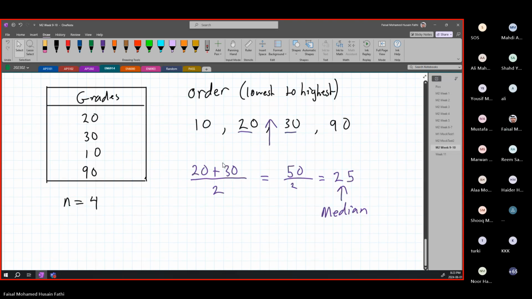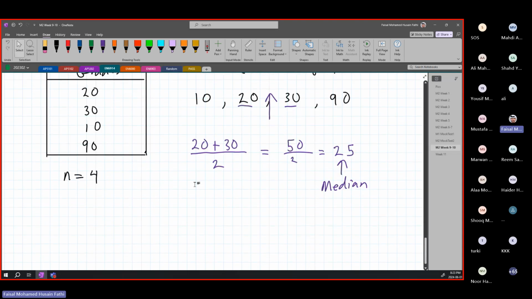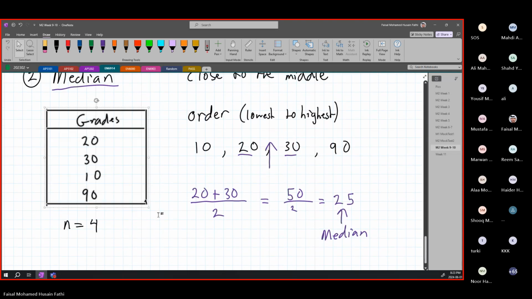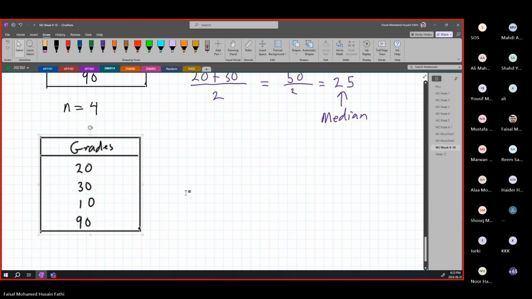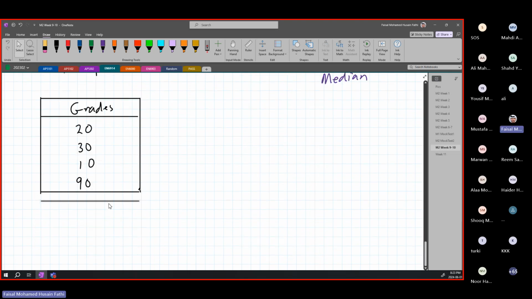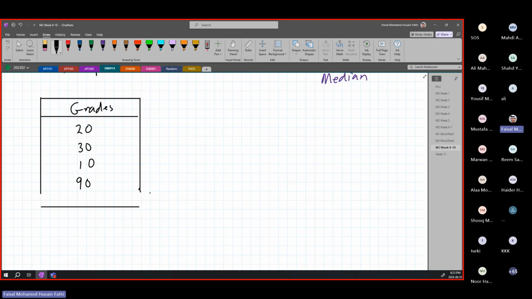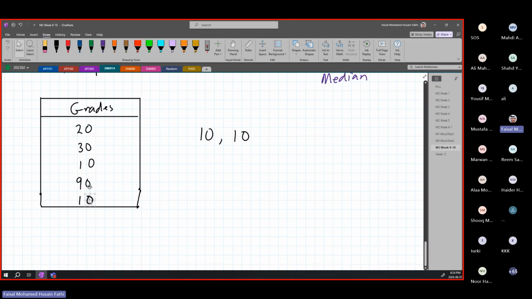What about in the case if we had odd values? So let us take the same exact example. And let's say there was another value, all right? Another person also got 10% at the exam. Again, I'm cutting it short, but let's say another person also got 10 from 100. So now if we want to order this, we have 10, then we have 10 again, because we have 2 values of 10. Then we have 20, then we have 30, then we have 90, okay?